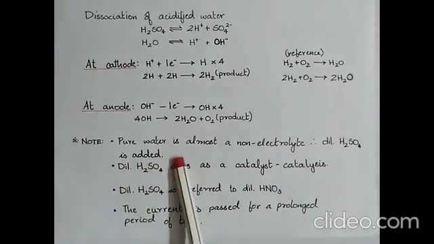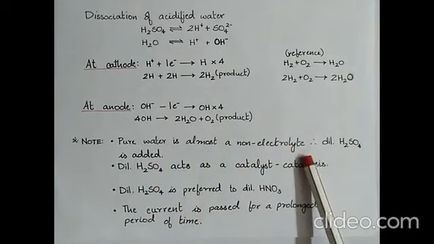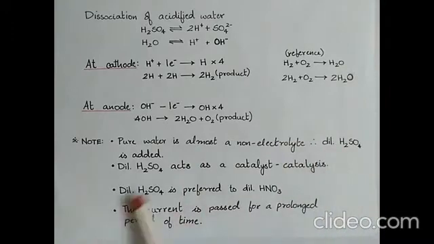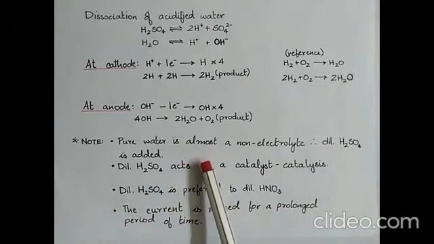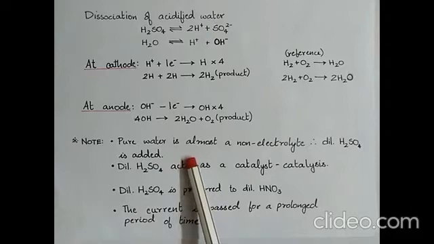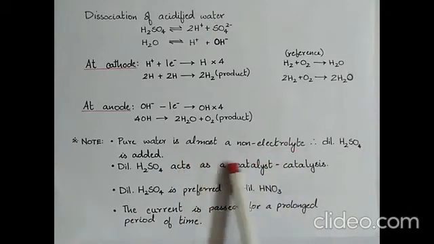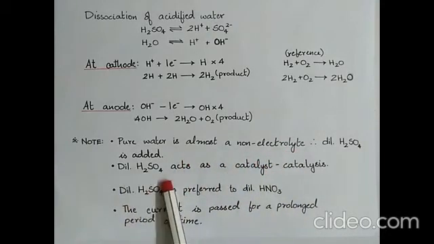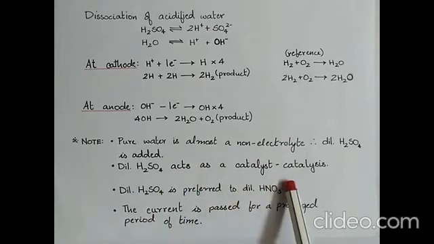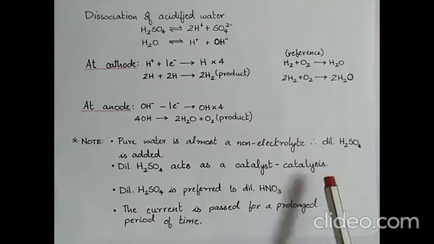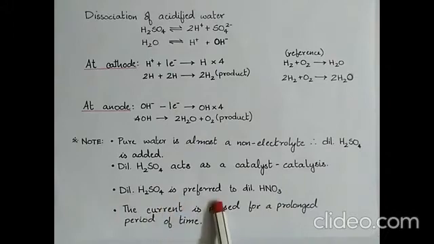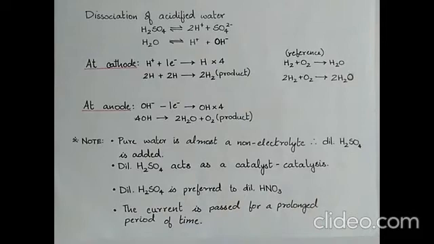Note, pure water is almost a non-electrolyte. Therefore, dilute sulfuric acid is added to make the solution more electrolyte, and so dissociation takes place easily. Free ions are formed. Dilute sulfuric acid acts as a catalyst here. Therefore, this reaction is also called as catalysis. Dilute sulfuric acid is preferred to dilute nitric acid because dilute nitric acid may decompose and nitrate radicals may form. So this may interfere with the electrolytic reaction.